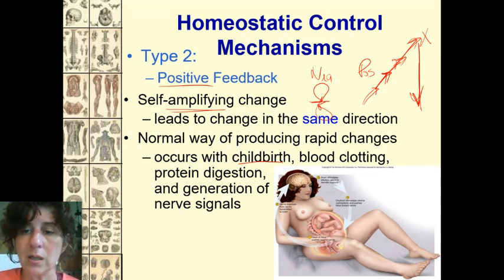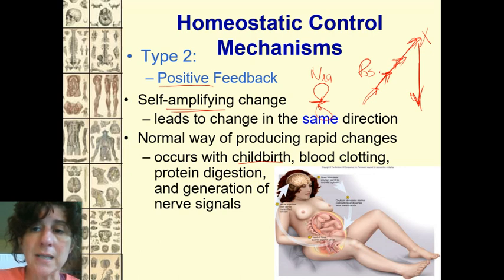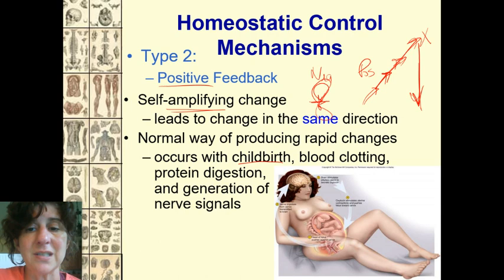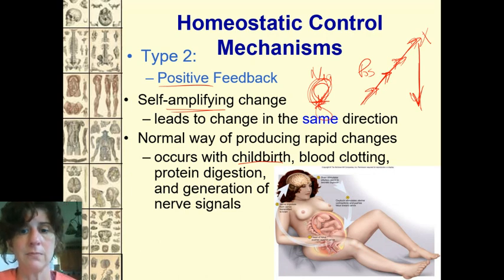For that short-lived time, you had to get away from normal more and more in order to complete that action. If, on the other hand, childbirth was a negative feedback, every time I had a contraction, I would stop. You'd never have the baby, right? I got to make those contractions harder, faster, harder, faster, have the baby, then end it, right?